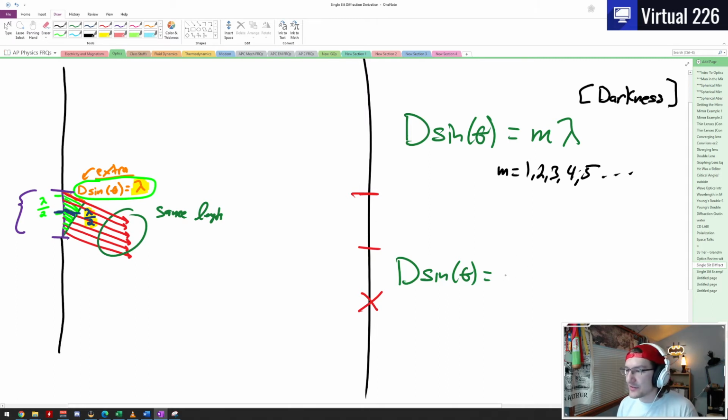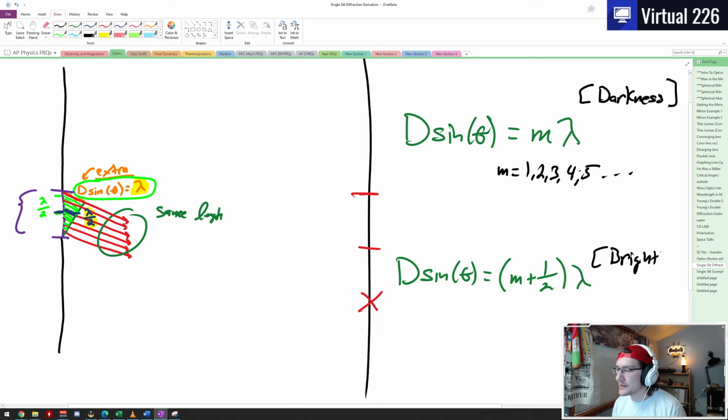And in doing this, we will instead see m plus 1/2 lambda, very similar or nearly identical to the double slit, but just with a capital D. These are going to be our bright fringes. And once again, this is for m equals 1, 2, 3, 4, 5, and so on.